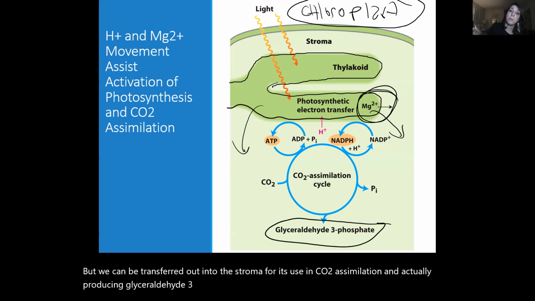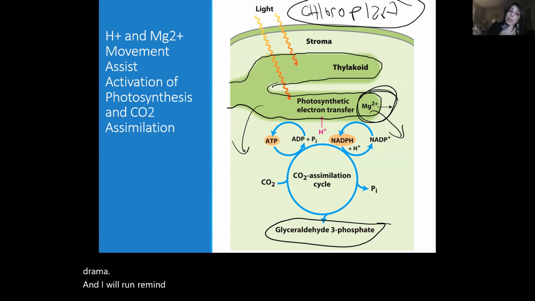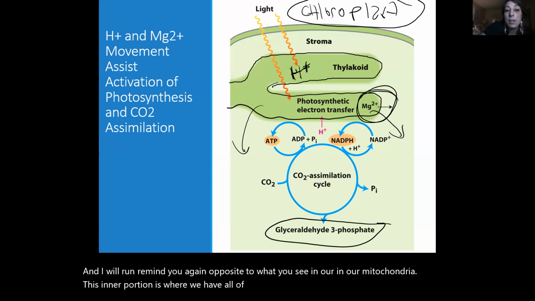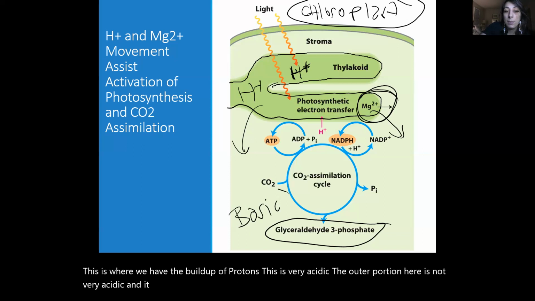So during light generation and formation of our products, ATP and NADPH, we're also moving magnesium out into the stroma. And I want to remind you again, opposite to what you see in our mitochondria, this inner portion is where we have all of the H+. This is where we have the buildup of protons. This is very acidic. The outer portion here is not very acidic, and it is more basic in its pH.